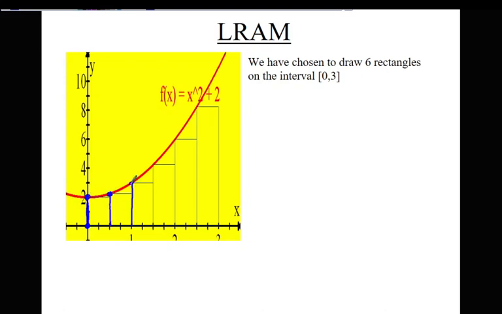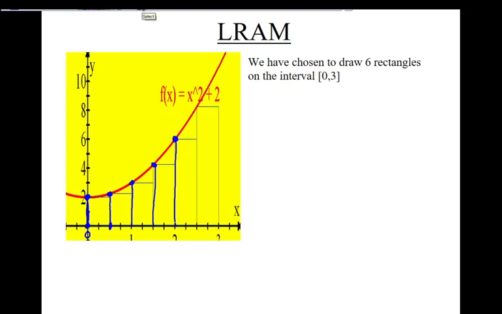So all of these heights come from the left side of the rectangle. In the last one, I started at 0.5. This one I'm going to start at 0. My first rectangle height comes when x is 0. Okay, so I'm basically going to do the exact same thing I did on the last one. So I plug in 0 in my function.